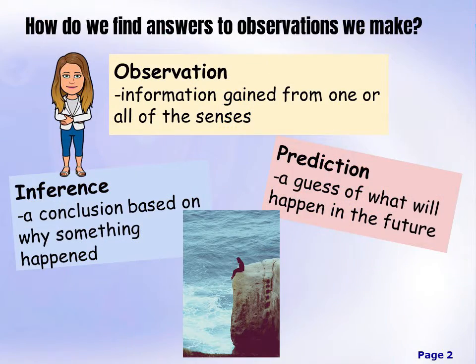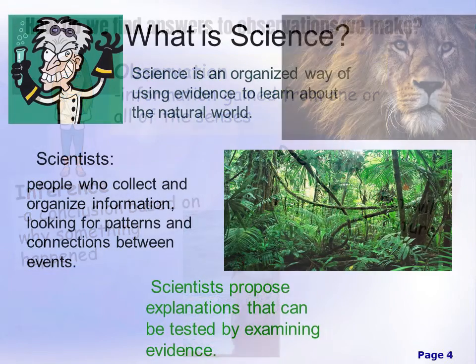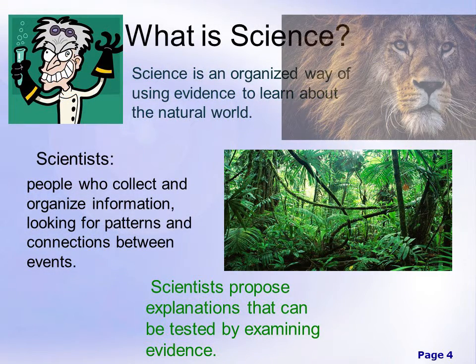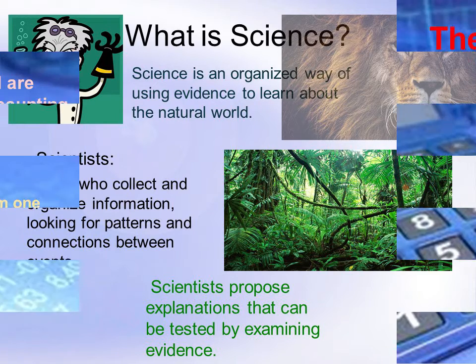In earlier segments, we explored observation and how our senses give us information about the world. We draw conclusions about those observations based on what we think we saw, smelled, felt, heard, or tasted. Those conclusions are called inferences, and we make predictions based on those inferences. Now, scientists are people who collect and organize information, looking at patterns and connections between events, proposing explanations that can be tested by examining evidence.